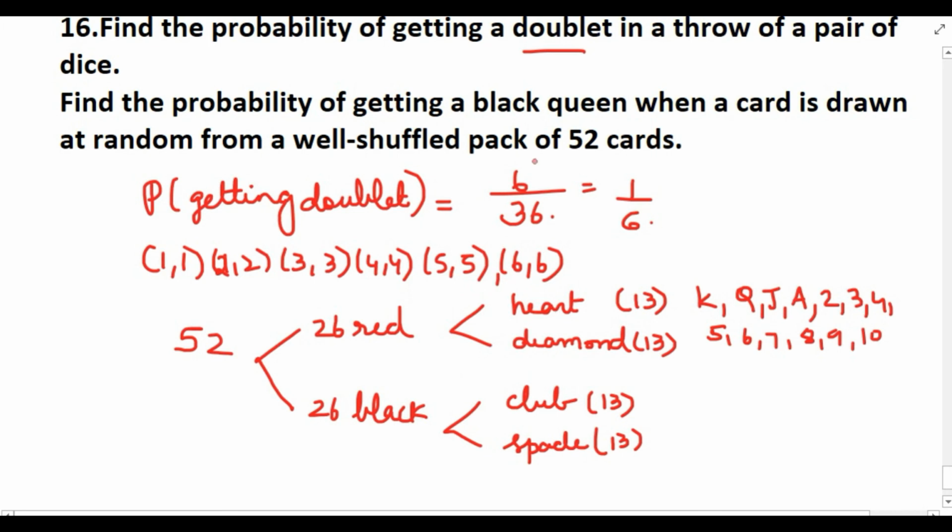And the question is, what is the probability of getting black queen? We have 2 black queen, one from club and one from spade. So total number of cards is 52. So the answer is 2 by 52 or 1 by 26.